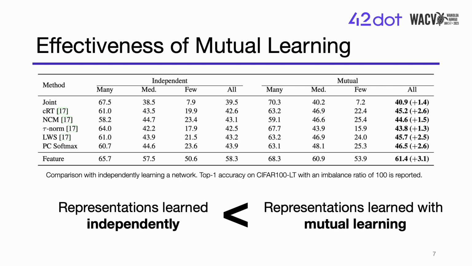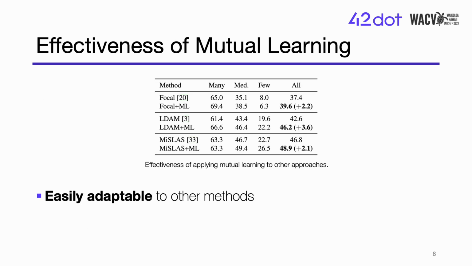To investigate the effectiveness of mutual learning, we train a model independently as well as a model with the mutual learning loss for comparison. We can observe that the representations learned with mutual learning achieve higher accuracy than those learned independently on all kinds of classifiers. Improving the quality of representations through mutual learning is easily adaptable to other methods. To demonstrate, we apply the 2x mutual learning model to baseline methods. As shown in the table, all of the methods' accuracies have improved by a significant margin.